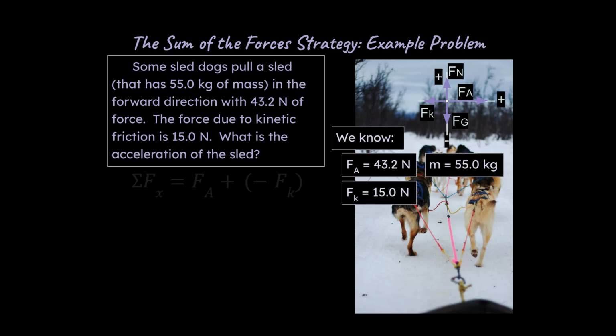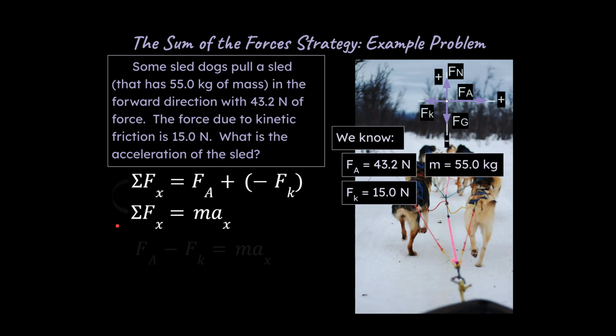Next, let's use the strategy. So we're going to write the sum of the forces and then literally just sum up the forces in the x-axis. So we have Fa plus negative Fk. Second line is Newton's second law, which is what we see over here. Then we set them equal to each other. Now the next line, I kind of skipped one step, but I just want to explain what I'm going to do here. You're going to divide both sides by m.